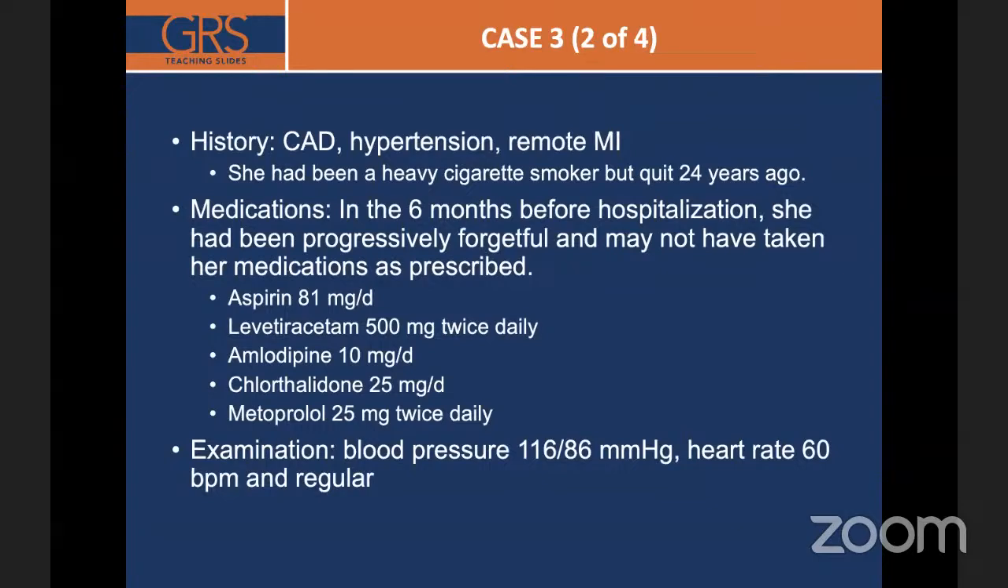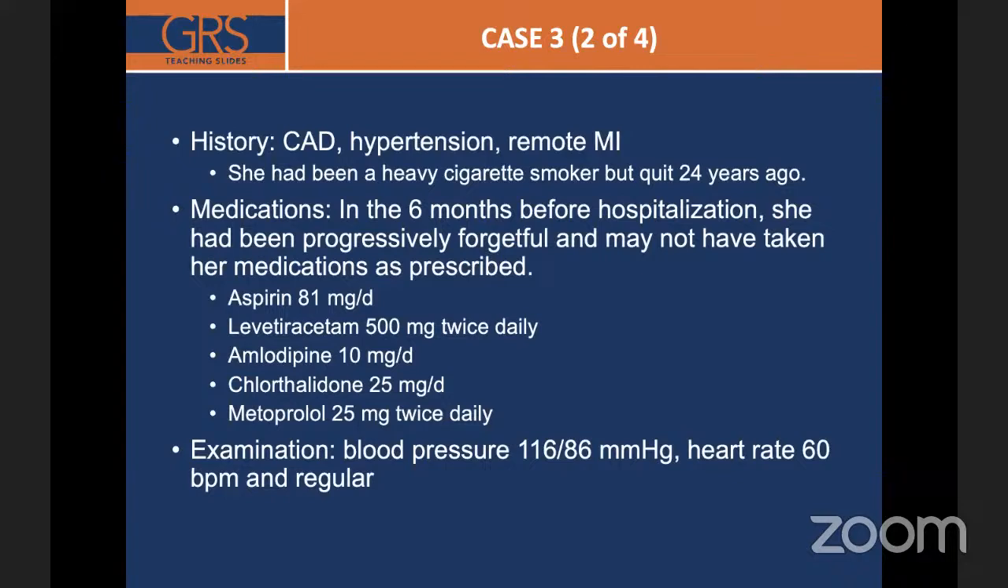Her history is significant for coronary artery disease, hypertension, and remote MI. She had been a heavy cigarette smoker, but quit 24 years ago. Her medications are in the last 6 months before hospitalization. She had been progressively forgetful and may not have taken her medication as prescribed.